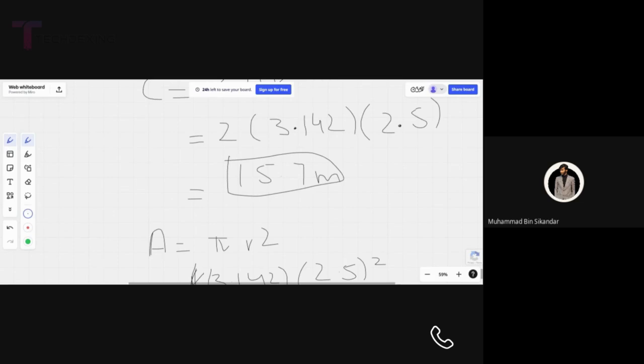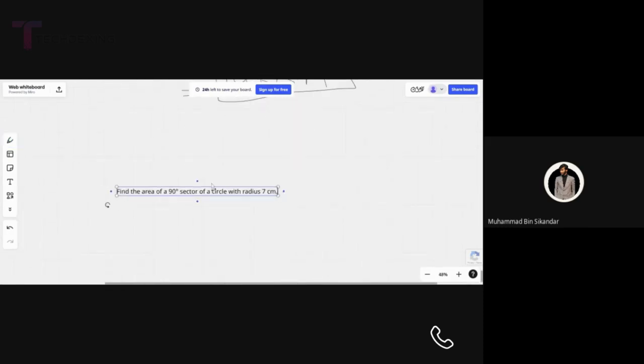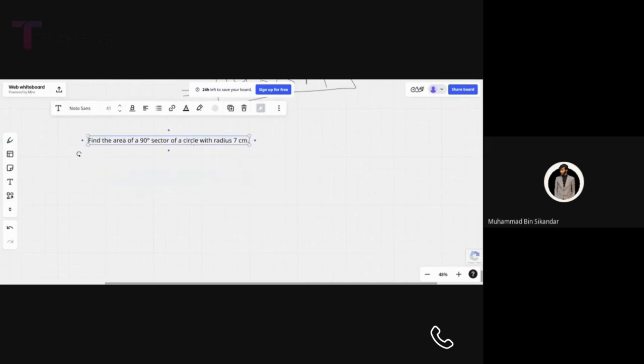Okay, now let's head on to the sectors and arc length. Yes, sectors and arc length. Let's first do this question. Find the area of a 90-degree sector of a circle with radius 7 centimeter. Firstly, let us write down the formula for it.